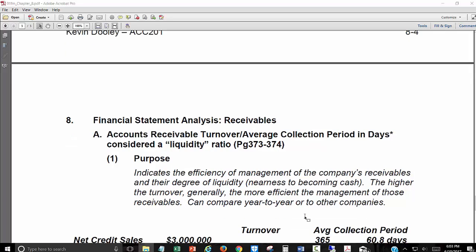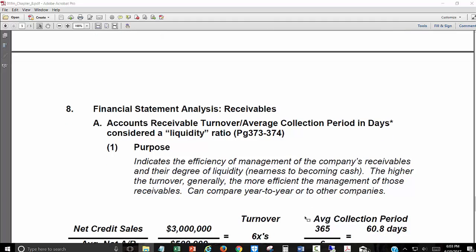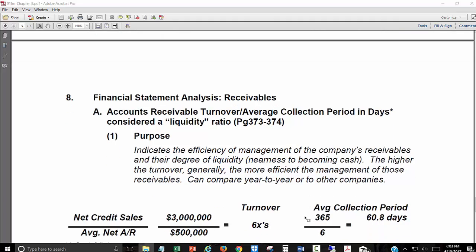To calculate the turnover, you take net credit sales divided by your average net accounts receivable, so that's accounts receivable minus allowance, beginning of the year, end of the year, add together, divide by 2, and that'll give your average net accounts receivable. Divide that up into net credit sales, and in this example I got a 6-time turnover. If I look at 365 days as really being the number of days in a year and my 6-time turnover, this means on average I'm collecting every 60.8 days.